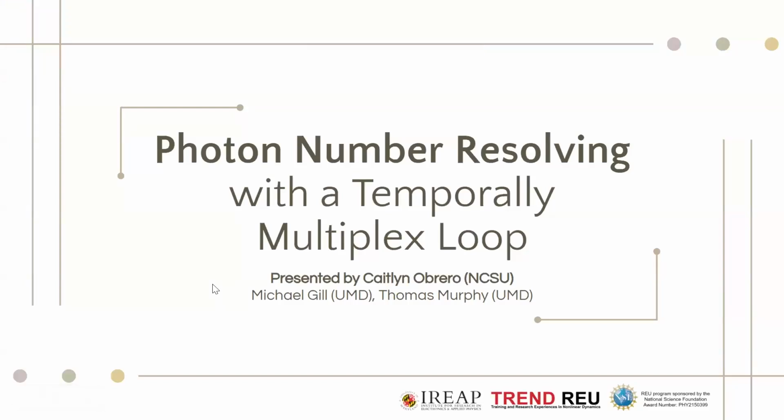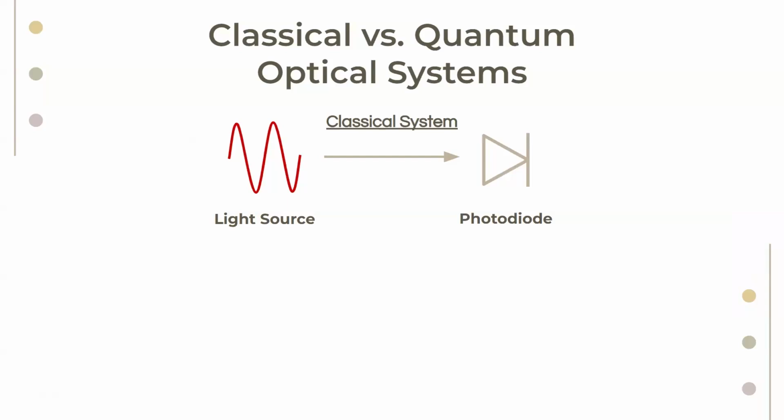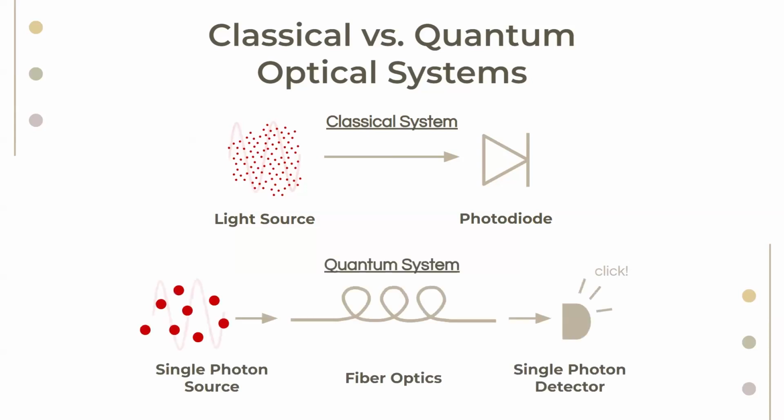I am a student at NC State, and today I will be talking about photon number resolving with a temporally multiplexed loop. If you know a little bit about the camera in your phone, you'll know that there is a little detector that can sense light, and it does this by absorbing it and then turning it into an electrical signal. We also know that light is both a wave and a particle, and this particle is a photon. Because of the development of single photon sources, fiber optics, and single photon detectors, we're now able to look at these individual photons.